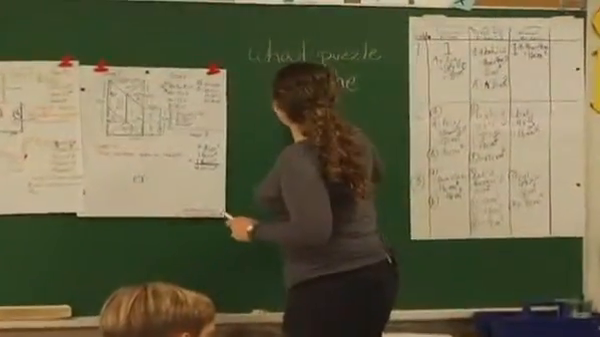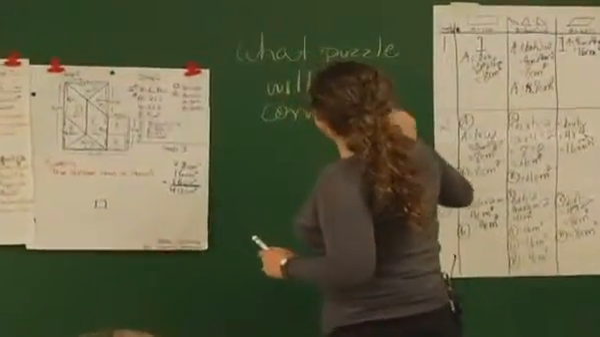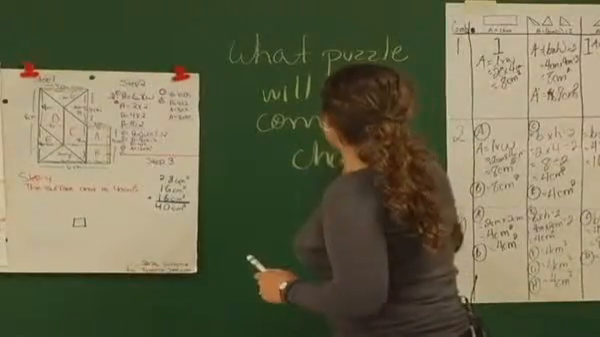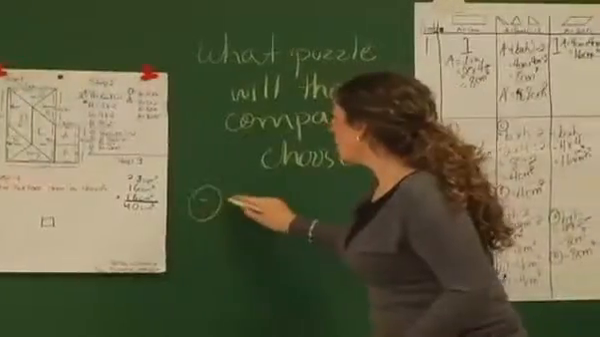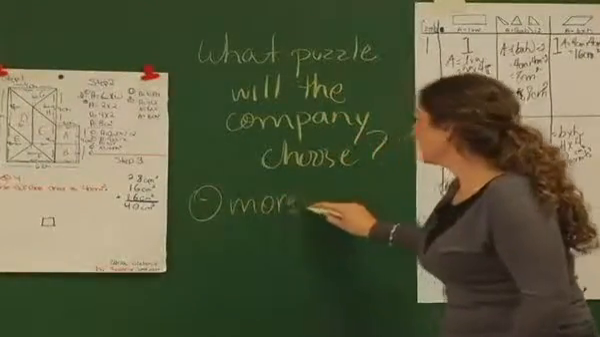Okay, so what puzzle will the company choose? What puzzle will the company choose, and why? I would choose Sarah, Victoria, Tiana, Jana, and Curtis's puzzle because they have the most pieces, and it'd be more difficult for someone to solve a puzzle that has more pieces instead of the ones that have 4 or 5. More pieces? Okay.